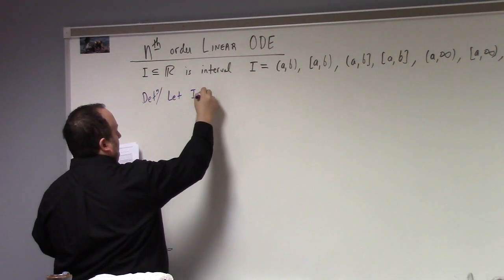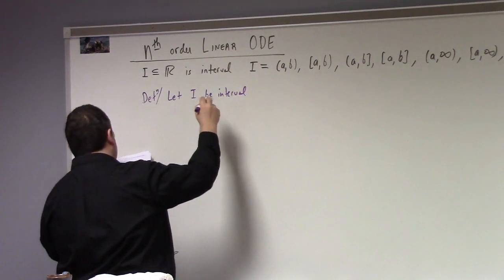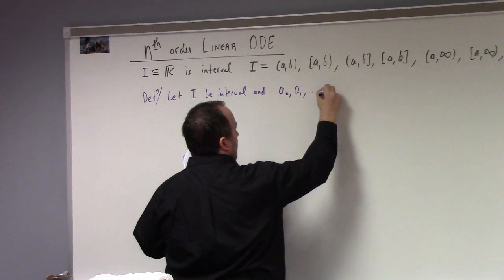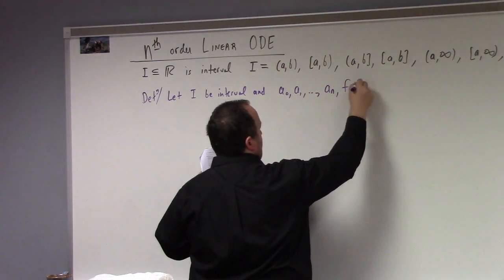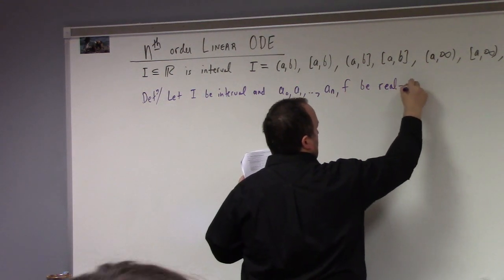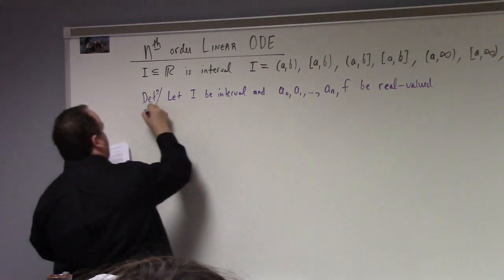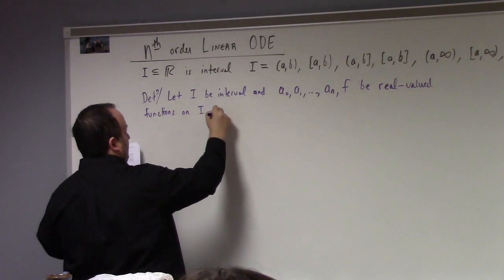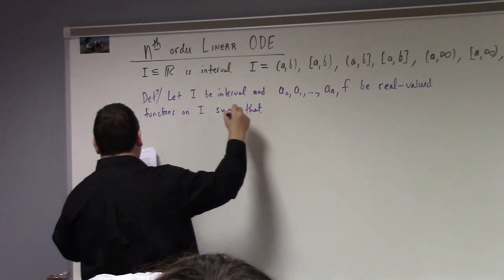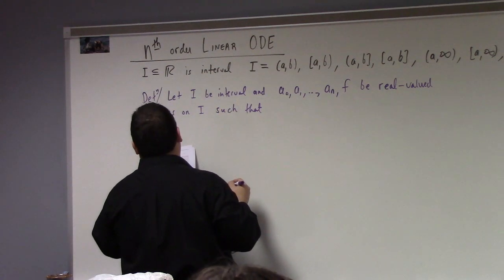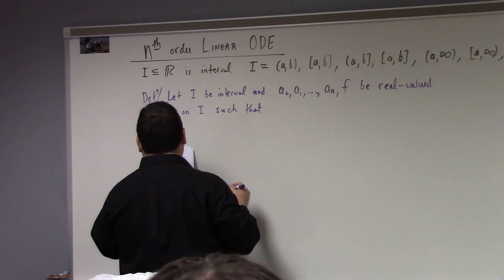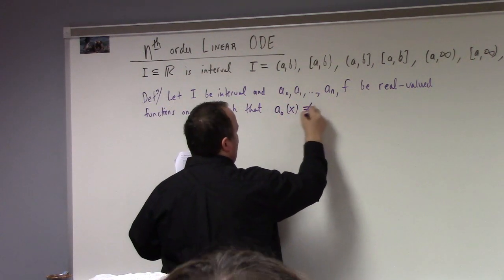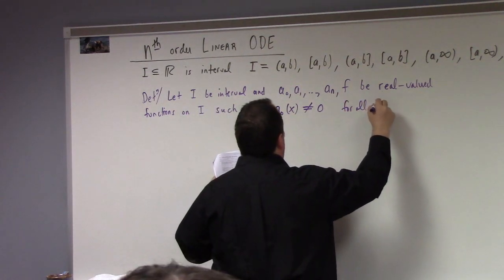Let I be an interval, and a_0, a_1, and so forth, all the way to a_n, and f be real valued functions on I, such that, and this is important, a_0 of x is not equal to 0 for all x in I. I really don't like the numbering, but I'll stick with my notes.